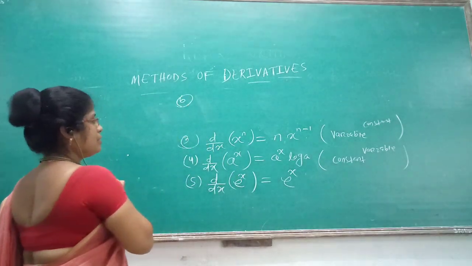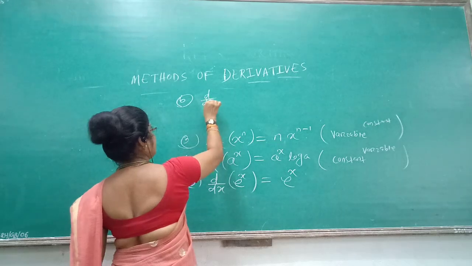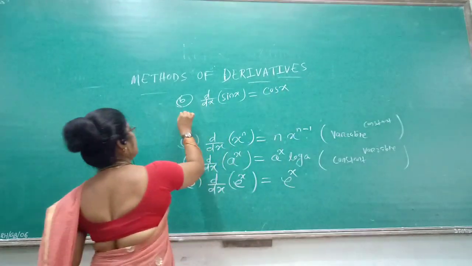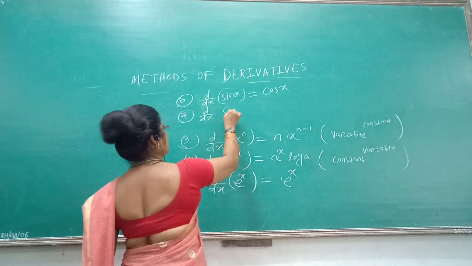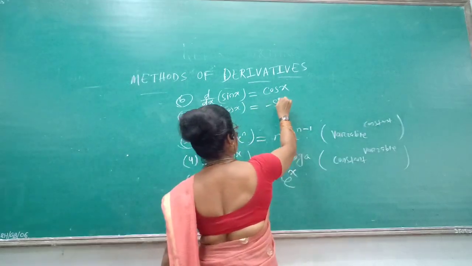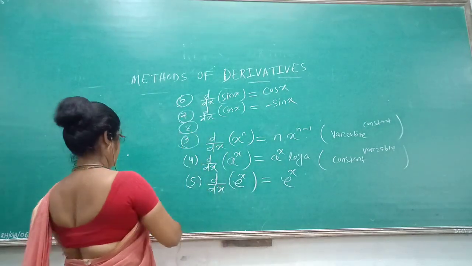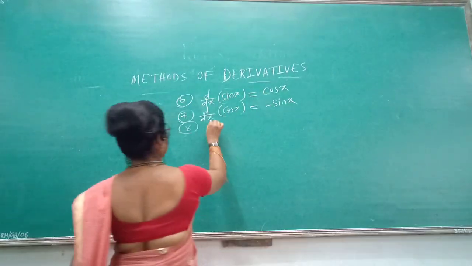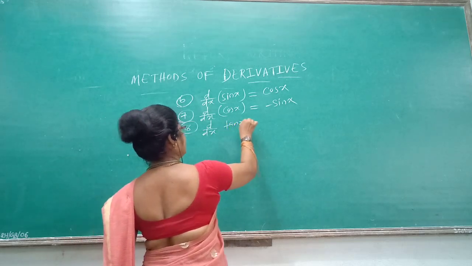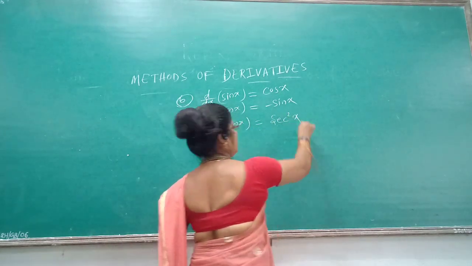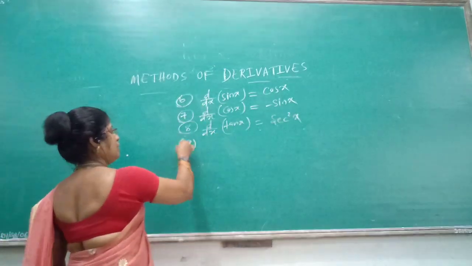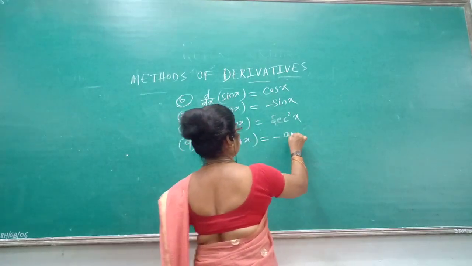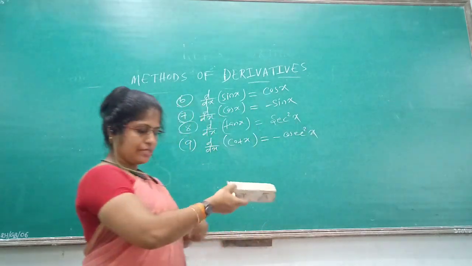Next, some trigonometric functions, that is d by dx of sin x is cos x, d by dx of cos x is equal to minus sin x, and the derivative of tan x is equal to sec square x, derivative of cot x is equal to minus cosec square x.